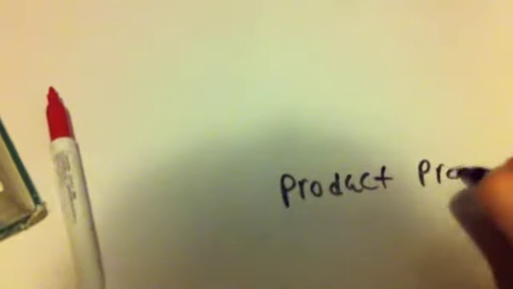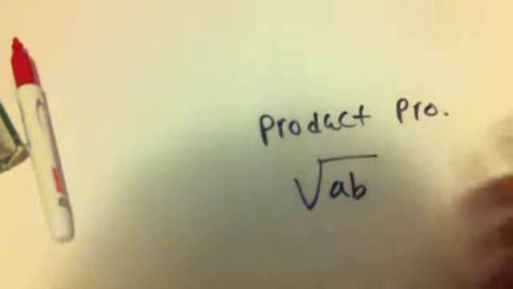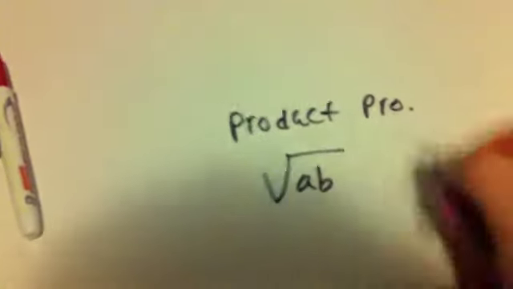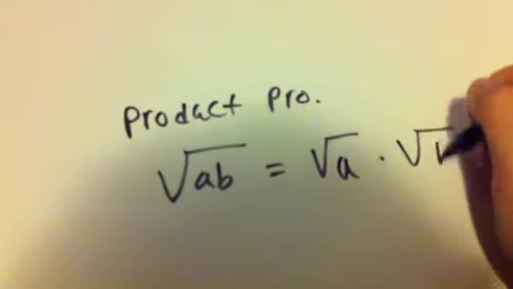A couple of properties I would like to introduce or re-discuss, because they're very handy in this section involving radicals. We have one property called the product property. The product property says that if we have the square root of two numbers being multiplied, we can split that multiplication up into the square root of a times the square root of b.